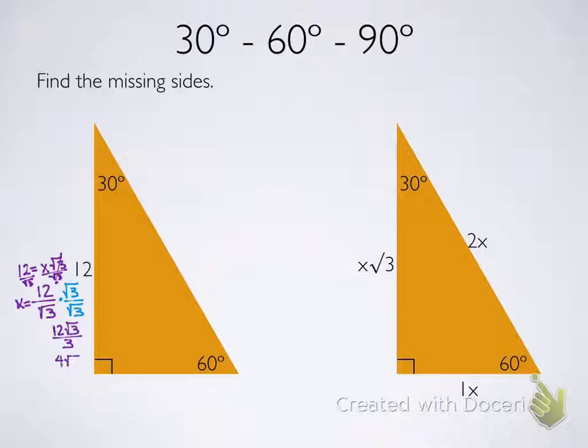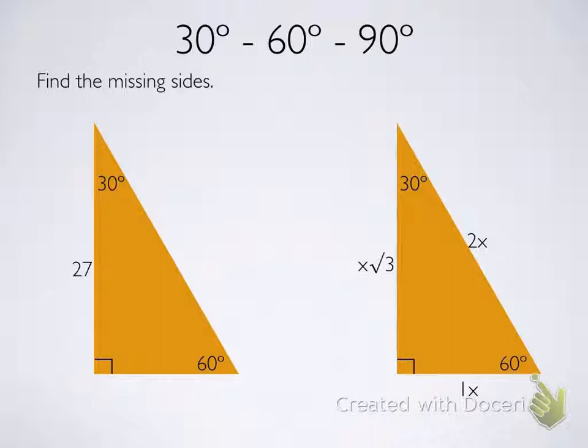Alright, so 12 over the square root of 3. 12 times the square root of 3 over 3 gives us 4 square roots of 3. So that's what x is. And so your base is 4 square roots of 3. And your hypotenuse is 8 square roots of 3 because you got to do 2 times it. Alright? Here's another one. You try this one.